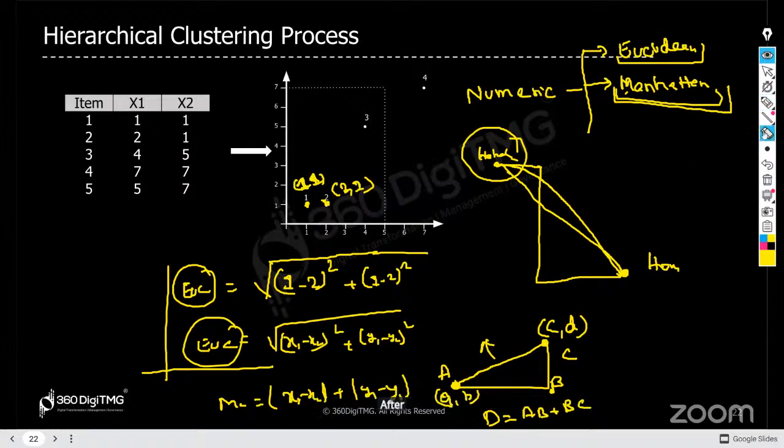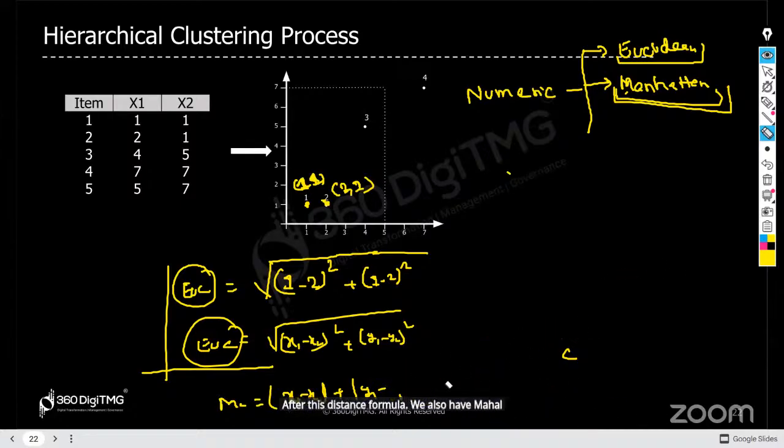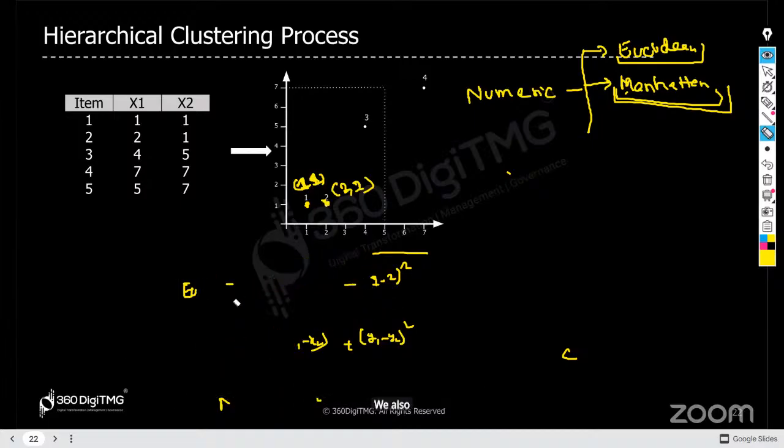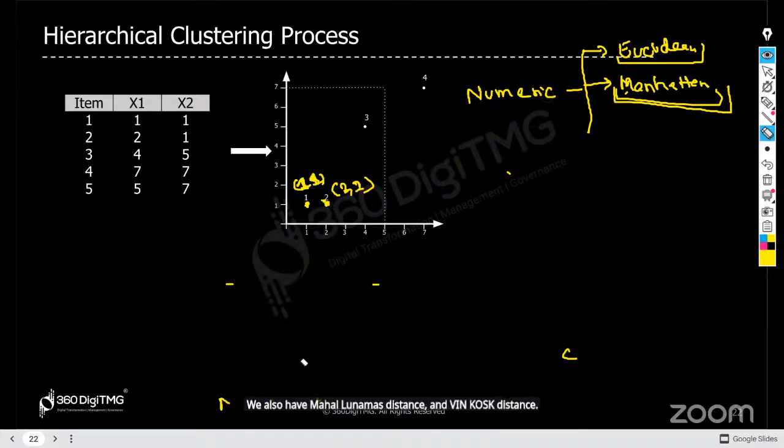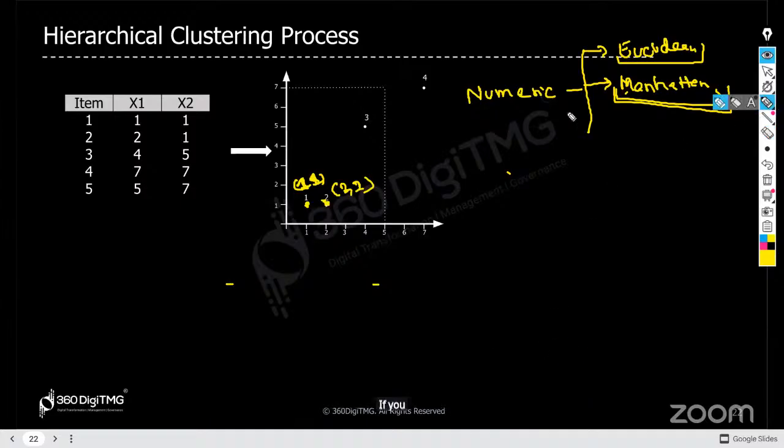After this distance formula, we also have Mahalanobis distance, and Minkowski distance. If you see Minkowski distance, it is the general version of Euclidean distance. If you generalize the way of writing the Euclidean distance.